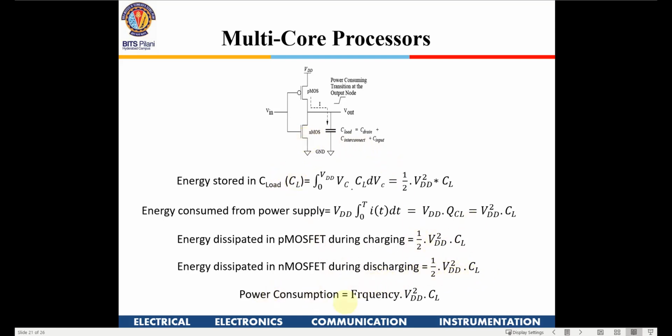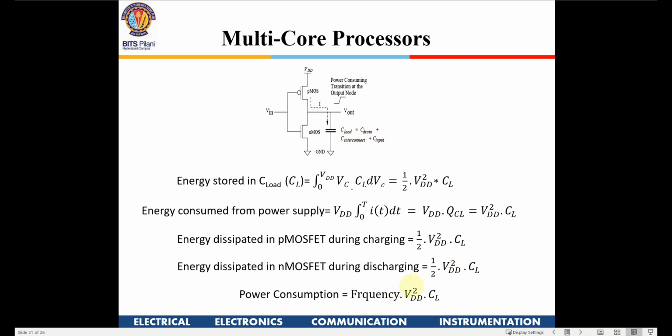If I talk about power, frequency is nothing but the number of times this happens in a second. So the total power consumed in this circuit is frequency into VDD square into CL. This is the power of a CMOS inverter, and this is true for any CMOS logic circuit.